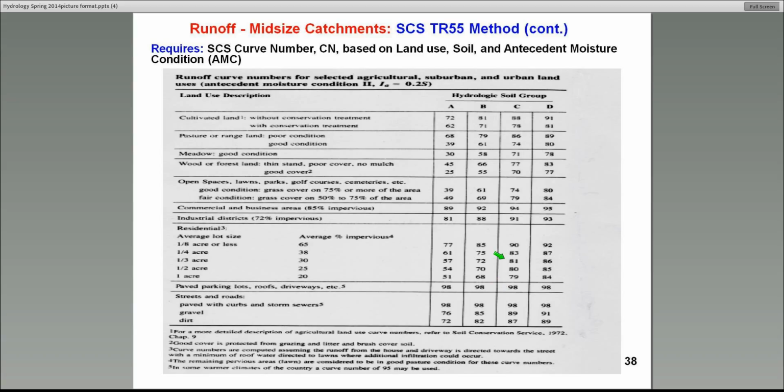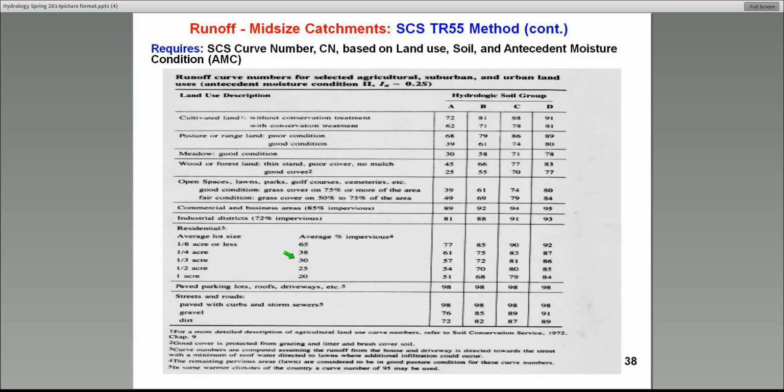If the problem says that the open space is not in good condition but fair condition, please do not use these curve numbers from this table. You have to do your own composite, okay, on your own. Or if the one-third acre lot has more perviousness or imperviousness than indicated here, you'll have to composite the curve number yourself too. So my recommendation overall is be careful when you select a curve number here that's based on any kind of compositing.